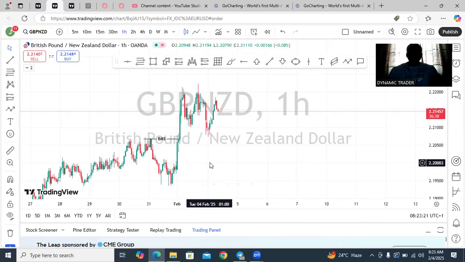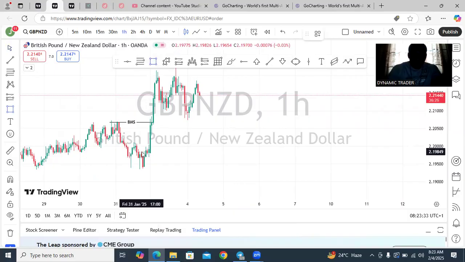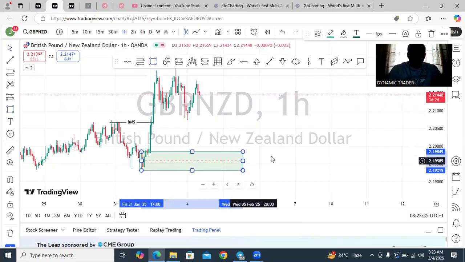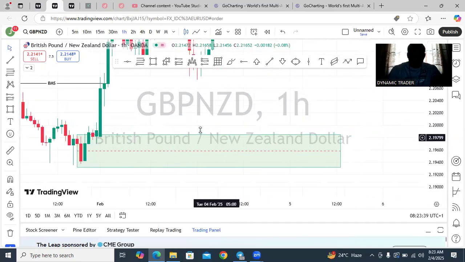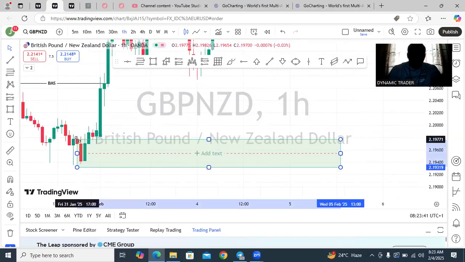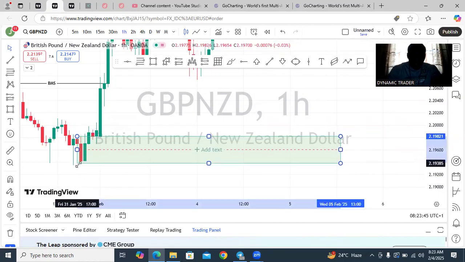All right. That's the BMS. So we have two ways of approach. I said you mark out the last bearish candle that was formed before the bullish movement. So if you're marking out the last bearish candle, which is this, let me zoom in for those that might complain that they're not seeing. So I said you mark out the last bearish candle, which is this.